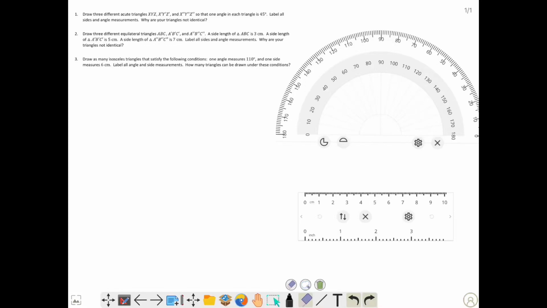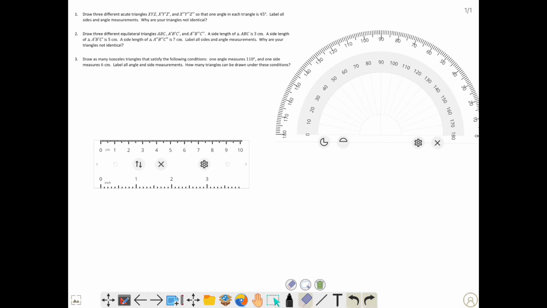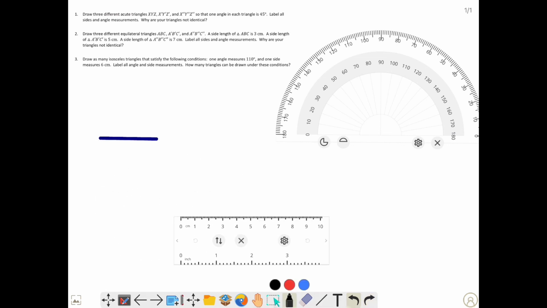Draw 3 different acute triangles so that one angle in each is 45 degrees. Label the sides and angle measurements. Why are your triangles not identical? I'm going to start by drawing 3 different line segments as the start of all of my triangles.